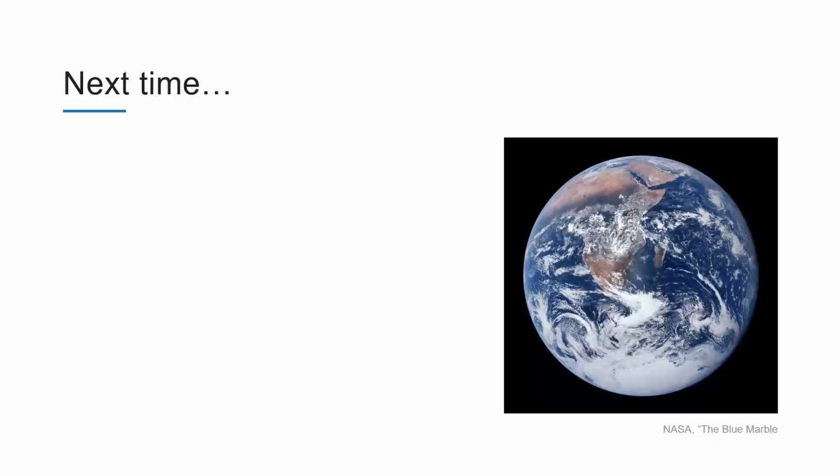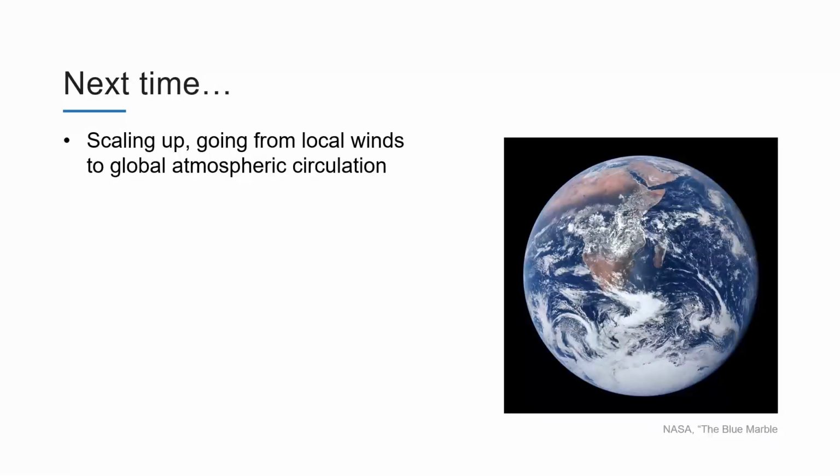So this video took us through the composition and structure of the atmosphere, and then some basics about heating, cooling, and the movement of air. Next time, we'll be scaling up. We're going to go from local winds like sea breezes to global circulation, or the patterns of airflow on a planetary scale. Thank you for watching, and I'll see you next time.